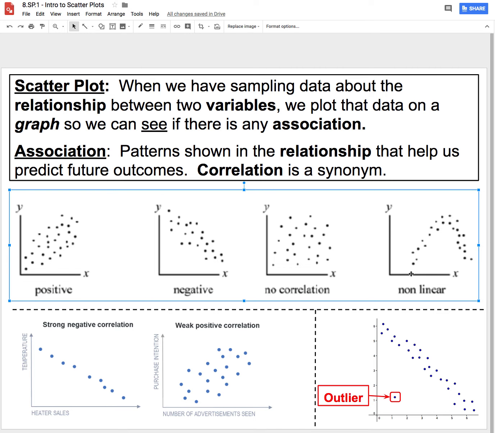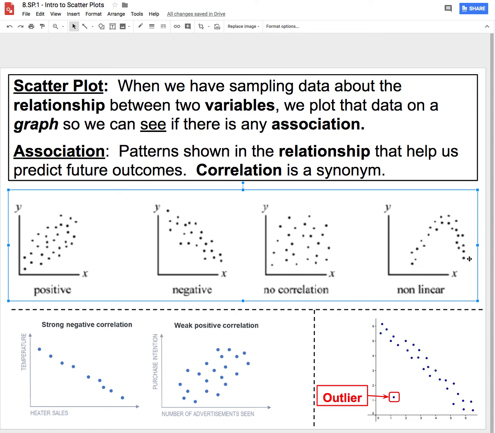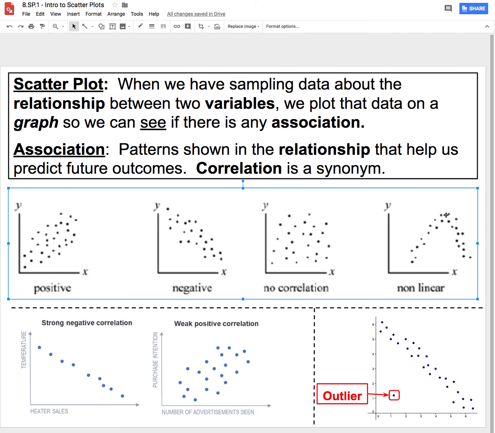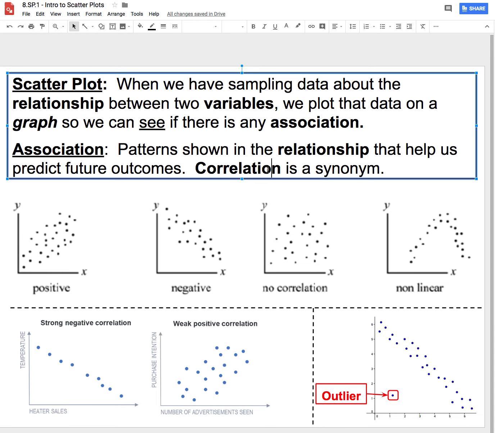We know if X is really small, so should Y. We know if X is really big, Y should be really small. And we know if X is somewhere in the middle, that's when we should get large Y values. So there is some pattern or correlation here that we can talk about. Lastly, we want to talk about a couple other ideas.